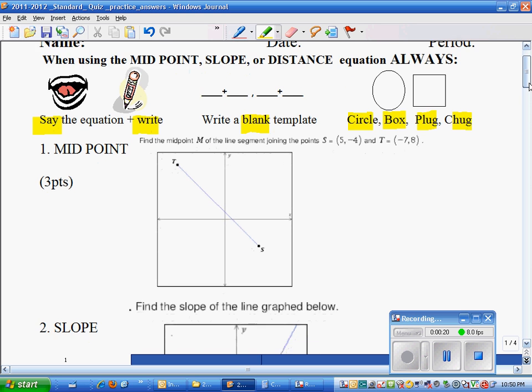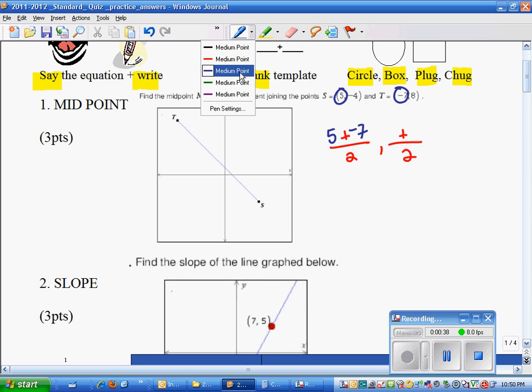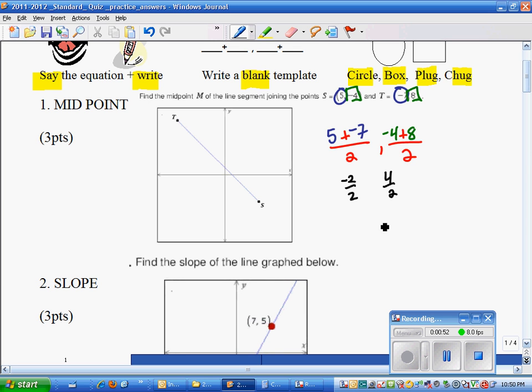So starting with midpoint, the midpoint equation is add the x's, divide by 2, add the y's, divide by 2. Our x's are 5 and negative 7, and our y's are negative 4 and 8. Circle, box, plug, chug, that's going to be negative 2 over 2. This is going to be 4 over 2. Our final answer here is negative 1, comma, 2 for the midpoint.